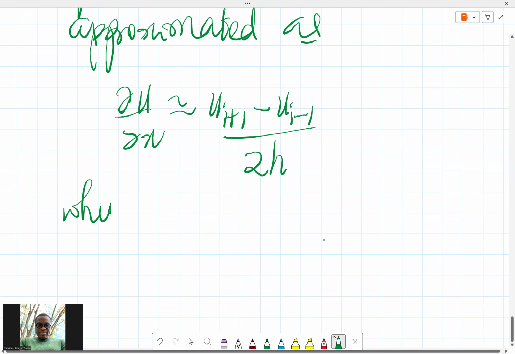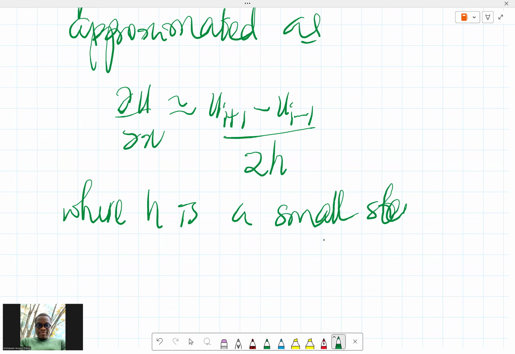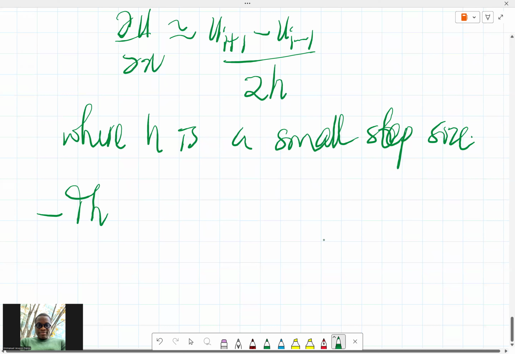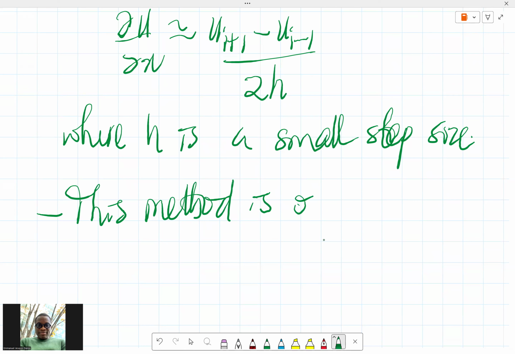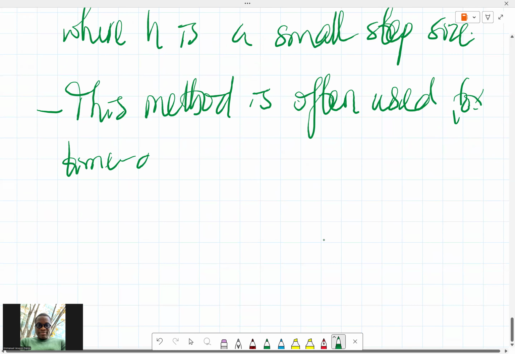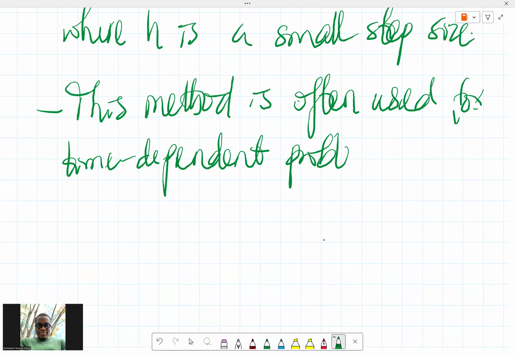Where h is a small step size. So this method is often used for time-dependent problems. So that's the finite difference method being useful here again, as we see.